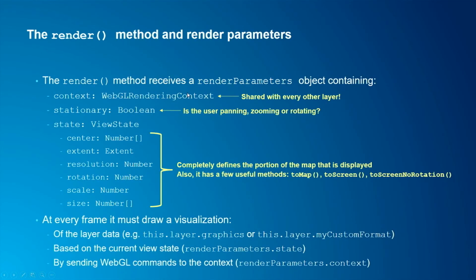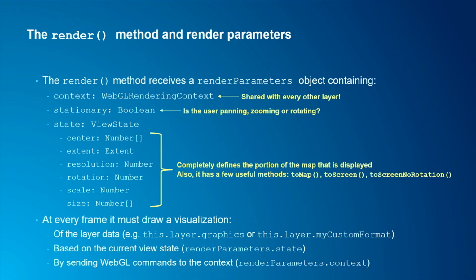The render method is called at every frame, and its main responsibility is issuing the WebGL commands for the context. Optionally, it can also carry out some resource creation and update tasks as needed. It receives a render parameters object that contains the WebGL rendering context and a view state. The view state is a description of the 2D camera that is looking down the map.